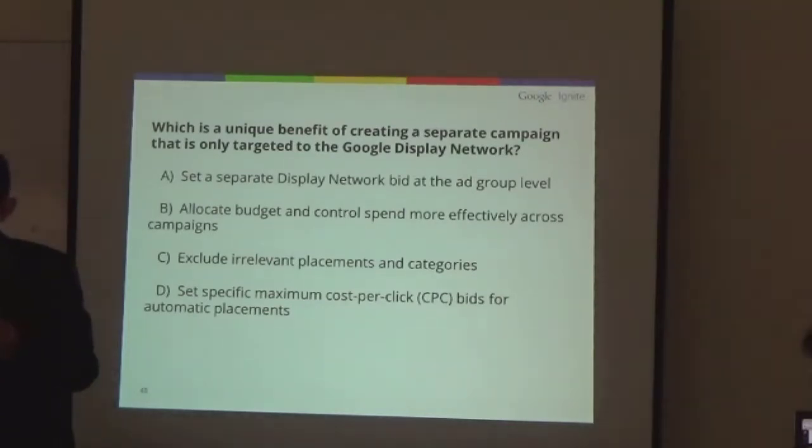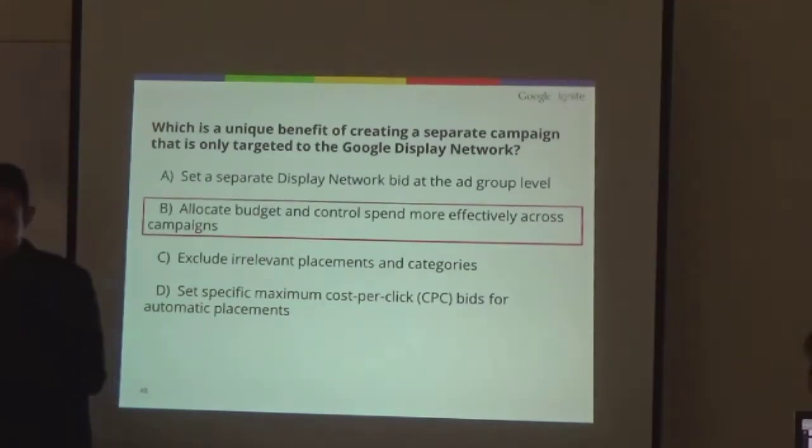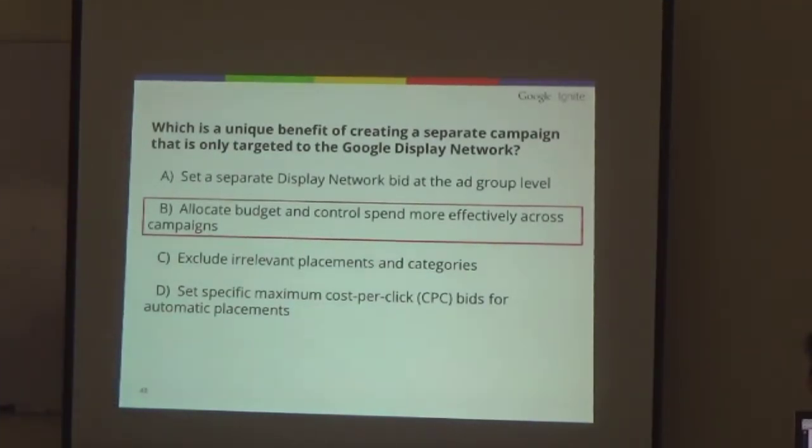Which is the unique benefit of creating a separate campaign that is only targeted to GDN? So the question is about the value of GDN. We are still in that topic, the value of Google Display Network. So what are the unique benefits? Allocate budget and control spend. Yes, this is the right answer. That's the reason why you want to separate campaigns, search and display, because you want to allocate different budgets.